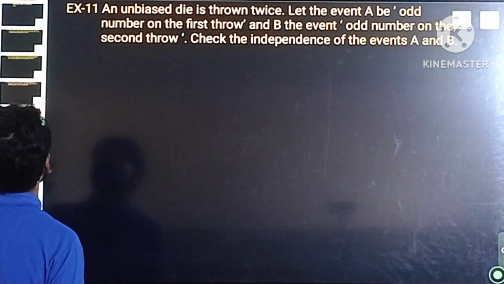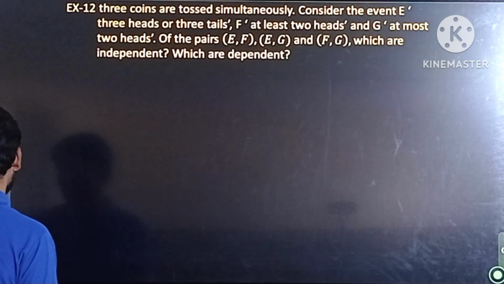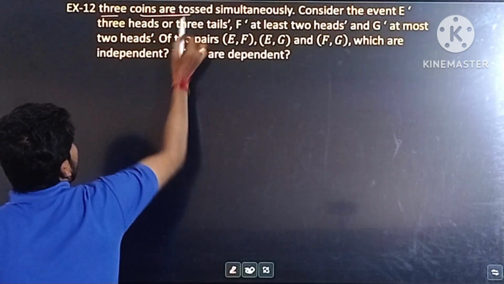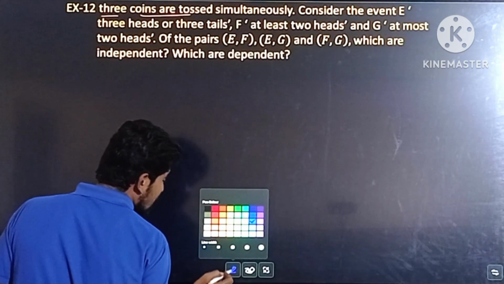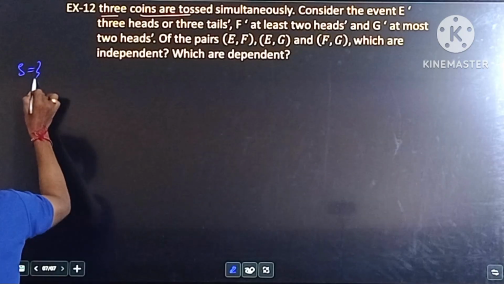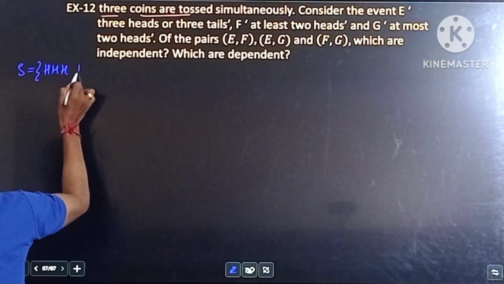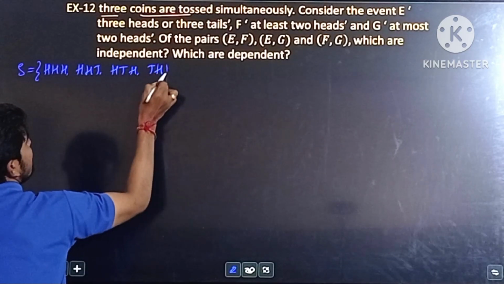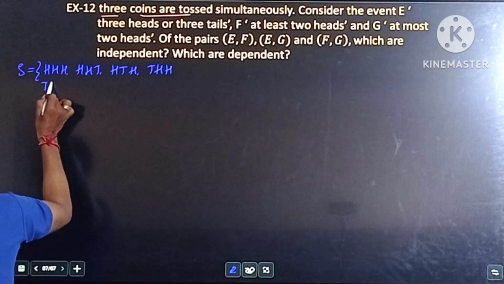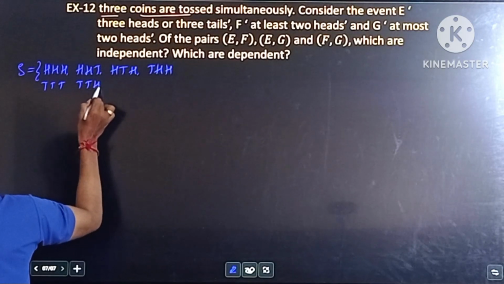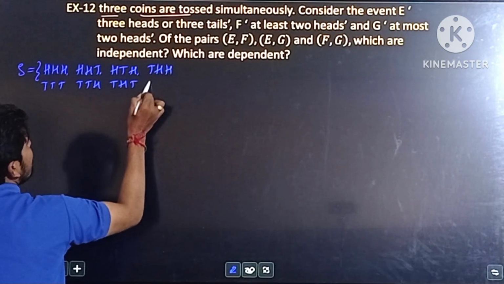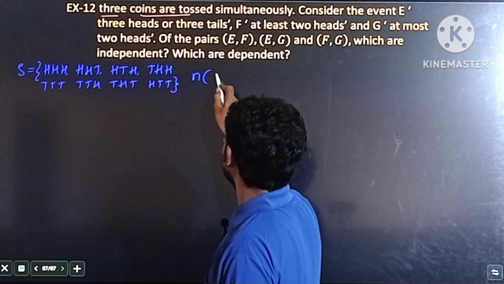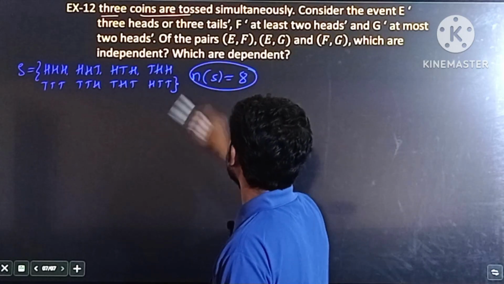And the next question is, three coins are tossed simultaneously. When three coins are tossed, the sample space is HHH, HHT, HTH, THH, TTT, TTH, THT, or HTT. So these are the outcomes of the sample space when three coins are tossed. So the total number of outcomes is 8.